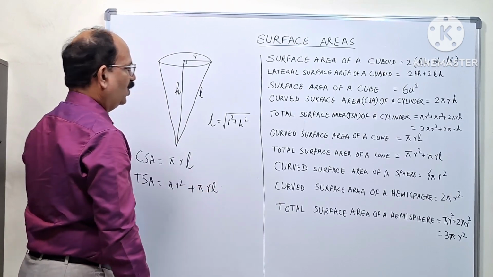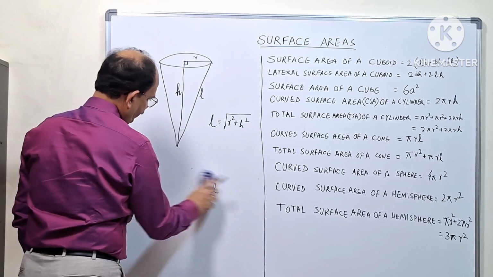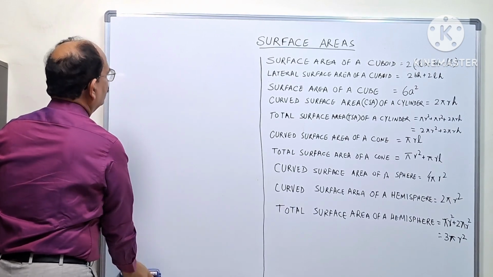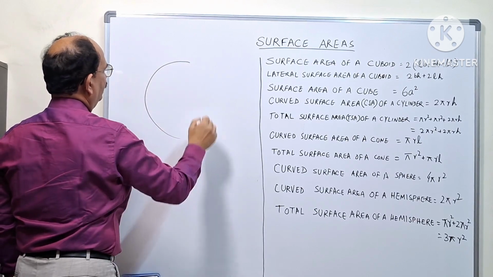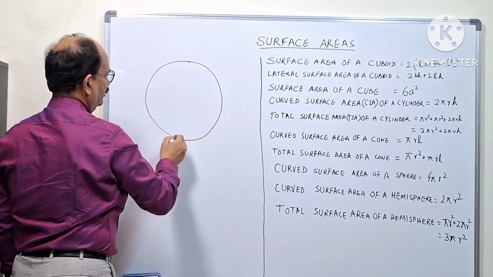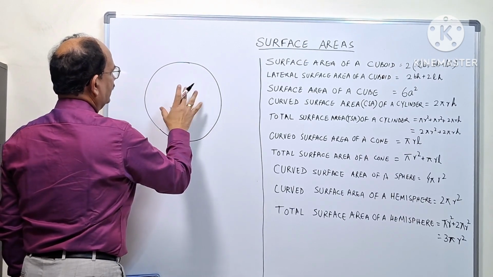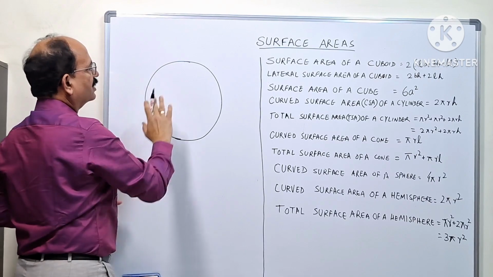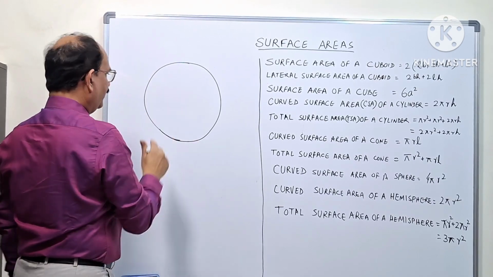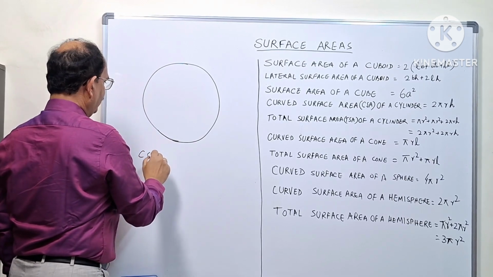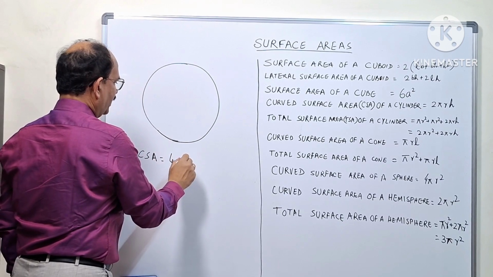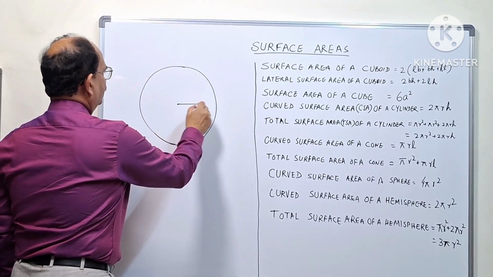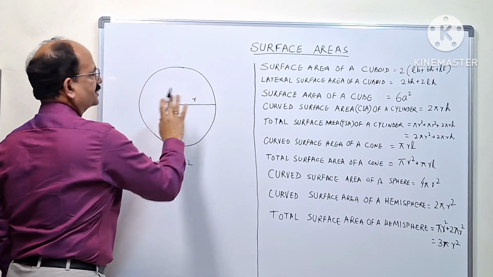Okay. Now let's talk about a sphere. So if we consider the full sphere, understand that this is a three-dimensional figure. This is a sphere like a ball. It is not a circle. For a sphere, the curved surface area will be equal to 4 times pi r square, where r is the radius of this sphere.